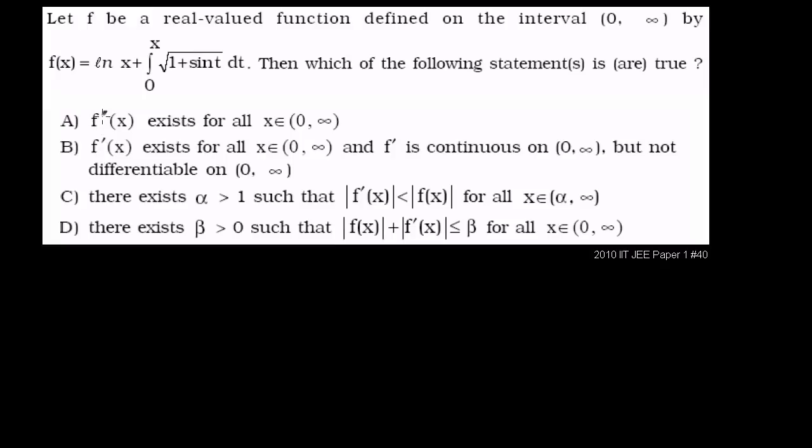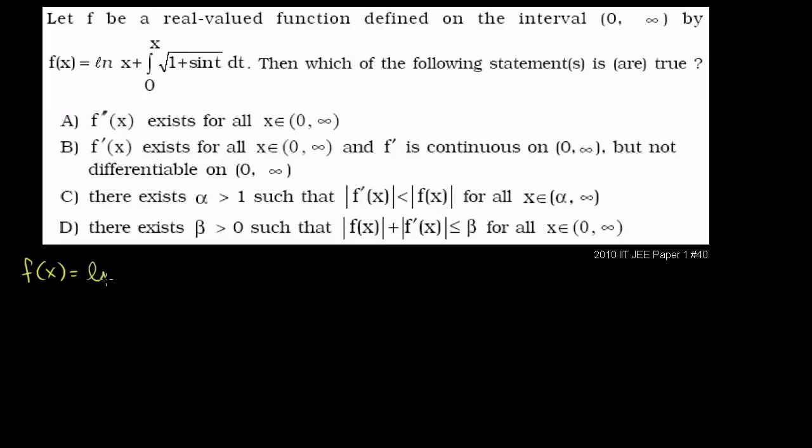So A says the second derivative, there's two apostrophes here, the second derivative of f exists for all x greater than 0. Then they say the first derivative exists for all x greater than 0, and the derivative is continuous on that interval, but not differentiable. Okay, so they're relating the function to the first derivative and the second derivative. So let's just figure those things out. Let's write the function first. I'll just rewrite it here.